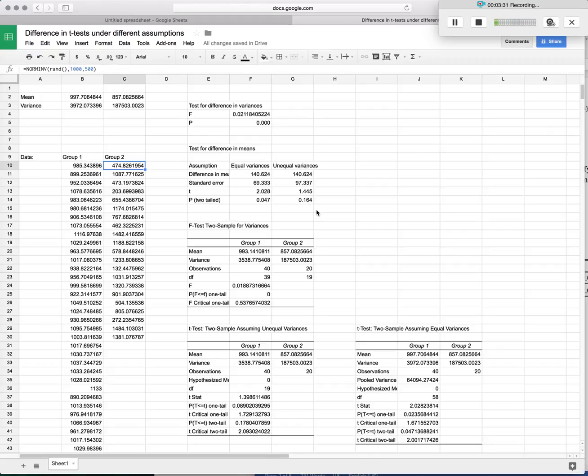Mind you again, this is a simulated extreme case. In most cases, it won't matter. However, I hope this shows the importance of choosing the right assumption. This concludes this tutorial.